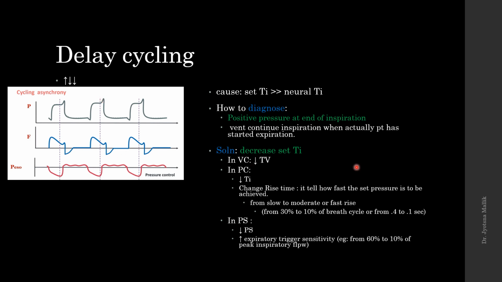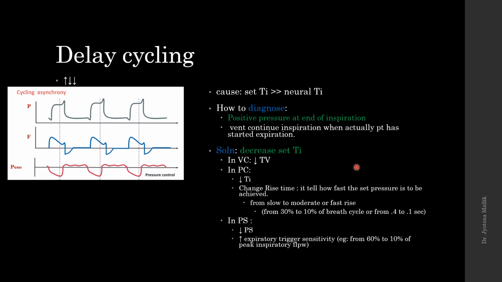So what is the solution? The solution is to decrease the TI time of the ventilator. For that, either decrease the tidal volume so that cycling occurs in lesser time, because as we know, in volume control mode, volume is the cycle, so we have to decrease the volume so that cycling can occur earlier. And in pressure control mode, as we know, time is the cycle, so we have to decrease the TI time, or we can increase the rise time from slow rise to fast rise.